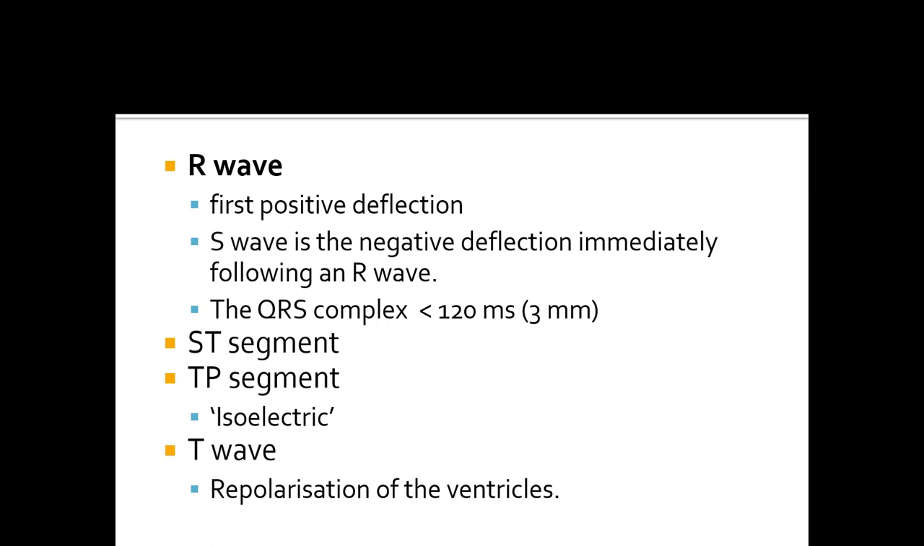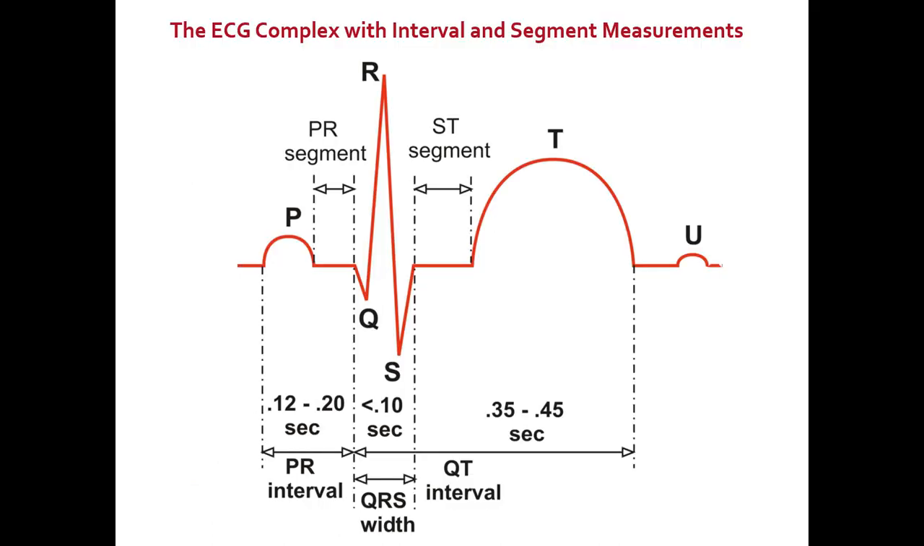जो QRS complex है ये तीन waves पे मुश्तमिल होता है, Q, R and S, और इसकी duration बहुत important है, it's less than 120 milliseconds. So ST segment we have already explained, TP segment is the isoelectric line, ये change नहीं होता. हम ST segment को elevation या depression TP segment को reference लेके देखते हैं. And T wave is basically the repolarization of the ventricles.